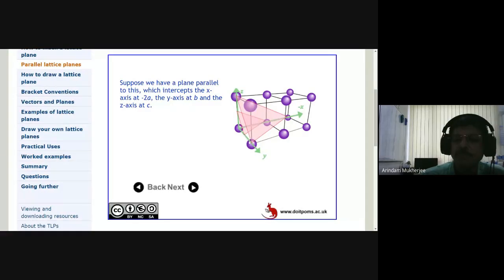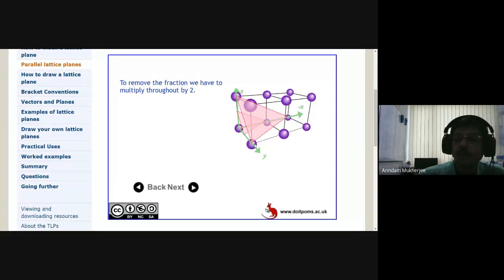Y half, we doubled it to 1. Z half, doubled it to 1. That means we got another parallel plane. And this plane will have what? Minus 2 and then 1 and 1. Okay, right? So now if you take the reciprocal, so we will have minus 2 1 1. So what do we do now?